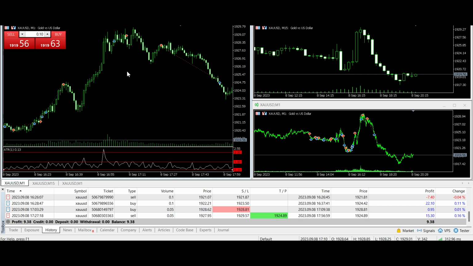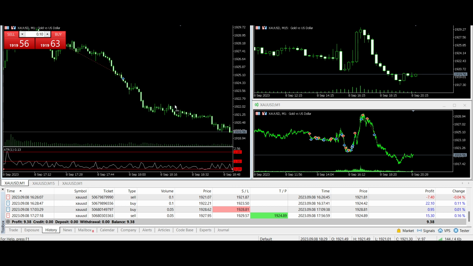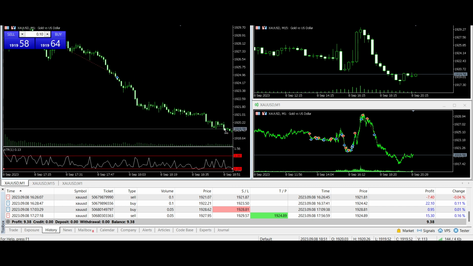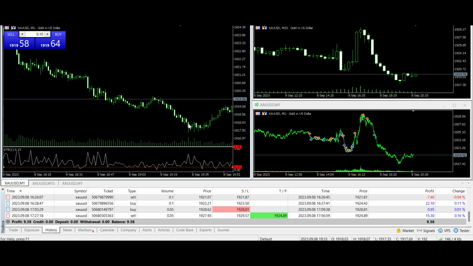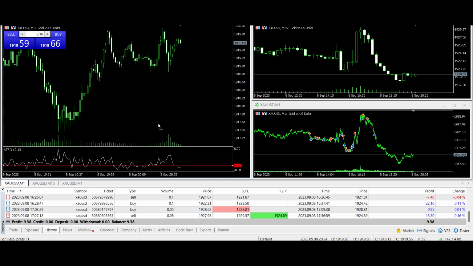So after it broke down, right? After it broke down with this big candle, I would have entered a short. While this candle was falling, I would have entered a short with a very small stop loss, and it would again have been a pretty good profit. So I missed out on all of these.